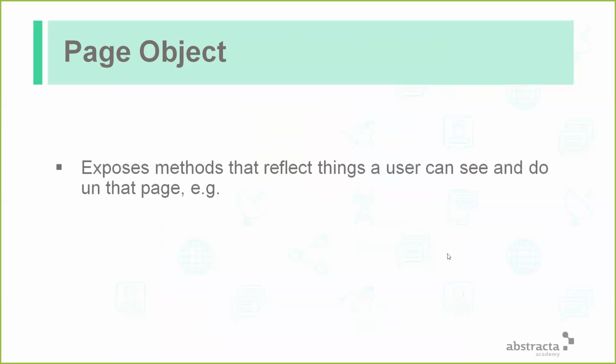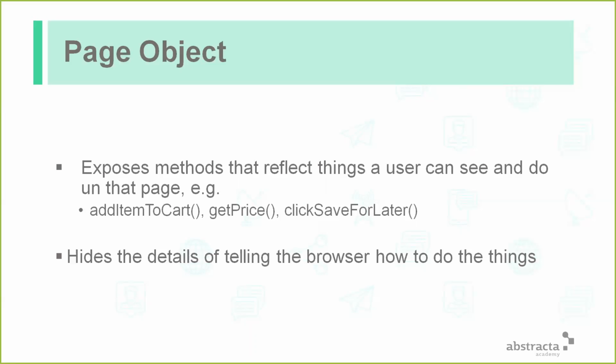Let's continue. So the page object exposes the methods that reflect things a user can see and do on that page. If I am on the Abstracta homepage, I can search for an item, I can navigate to other areas of my application, I can click the links on the footer and other functionality, but that must be on the home page. For example, the methods are like add an item to a cart, get price, click save for later. Those are methods that I can do on a home page.